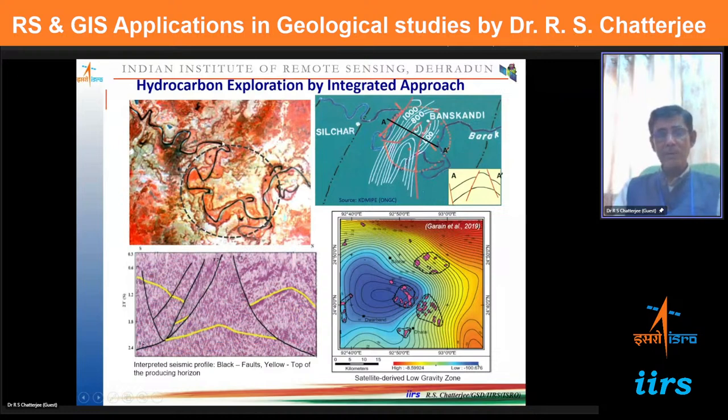So this is an anomalous pattern. Why does it happen? Why can the river not flow directly like this, but goes a roundabout way and makes this circular pattern? Because there is some subsurface high. There are folds underneath. Subsurface folds occur, and these subsurface folds are basically a structural trap where oil got accumulated.